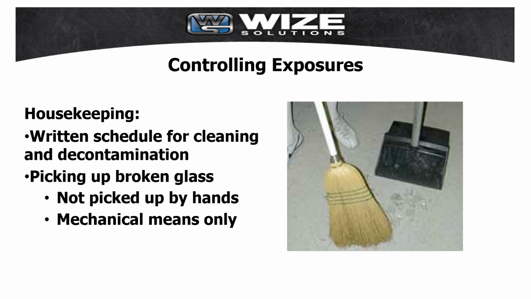All bins, pails, cans, and similar receptacles intended for reuse which have a reasonable likelihood for becoming contaminated with blood or other potentially infectious materials shall be inspected and decontaminated on a regularly scheduled basis and cleaned and decontaminated immediately or as soon as feasible upon visible contamination. Broken glassware which may be contaminated must not be picked up directly with hands. Use mechanical means, such as a brush and dustpan, tongs, or forceps.